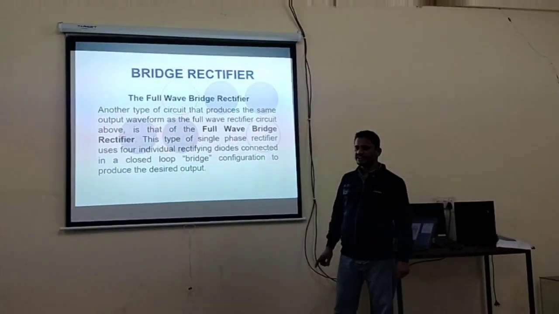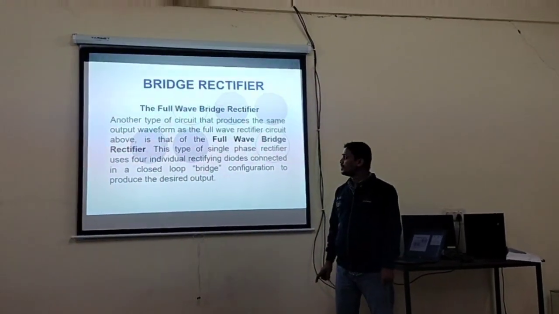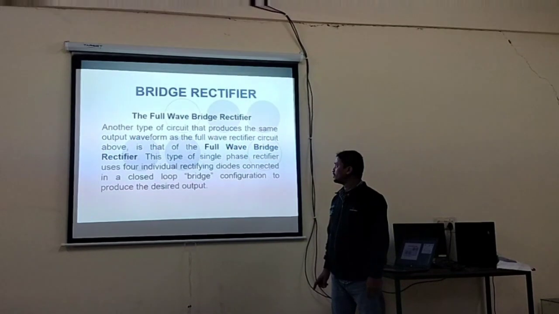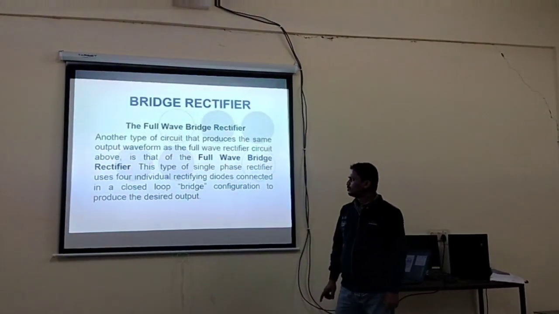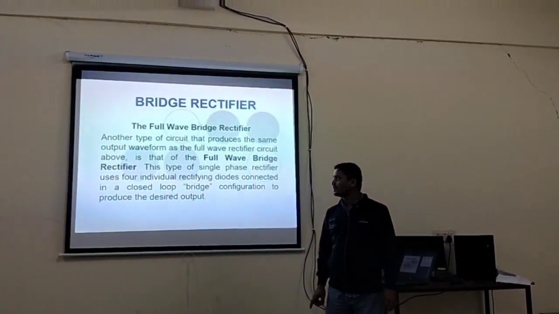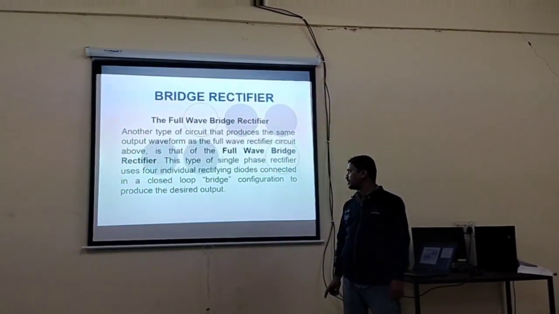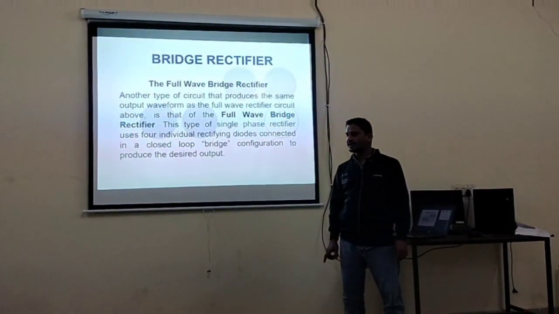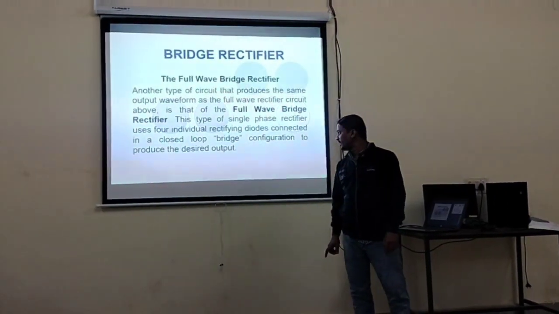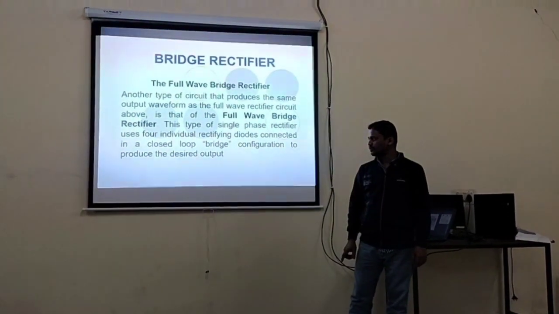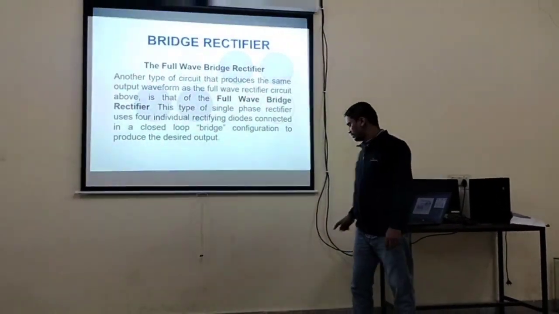Next, the full wave bridge rectifier. What is a full wave bridge rectifier? It is another type of circuit that produces the same output wave as the full wave rectifier circuit above. This type of single phase rectifier uses 4 individual rectifying diodes connected in a closed loop bridge configuration to produce the desired output.